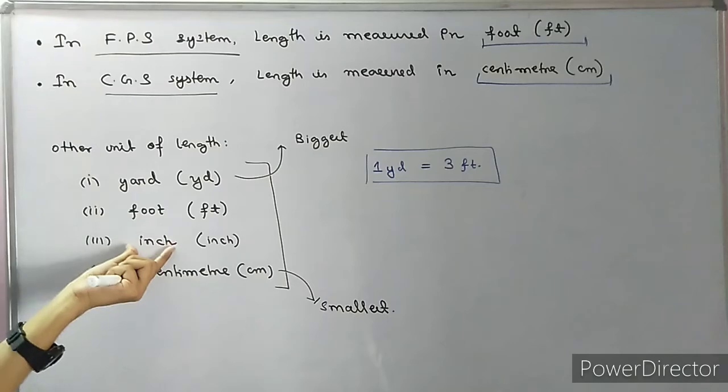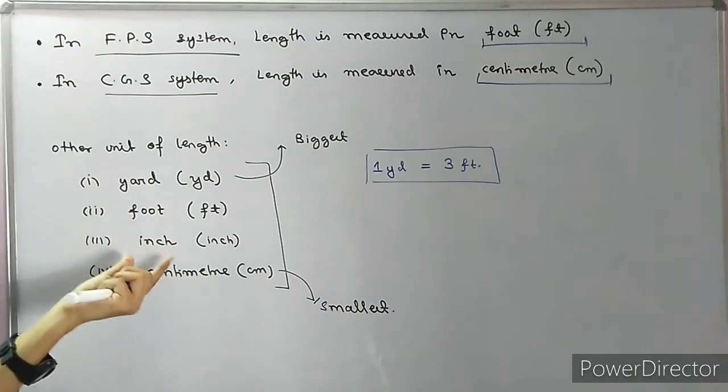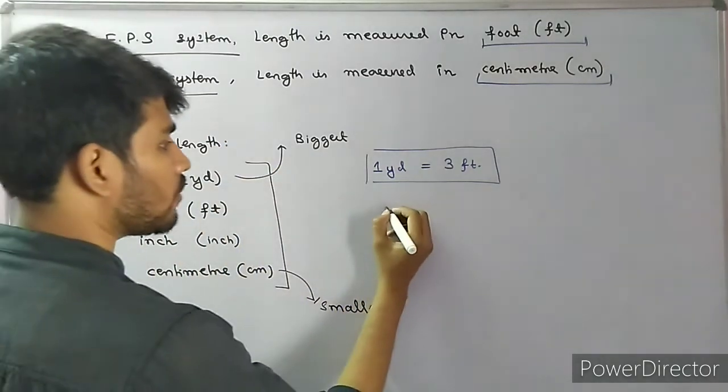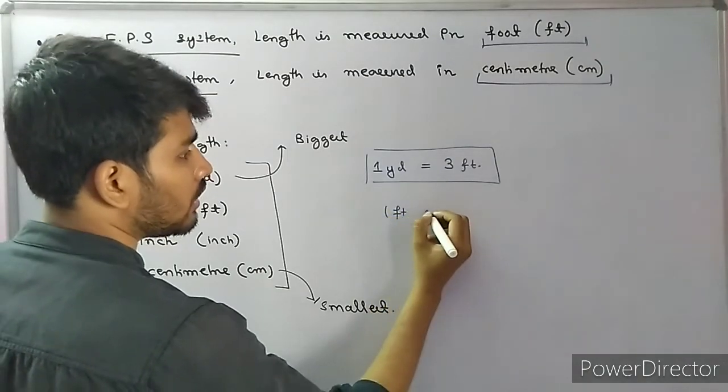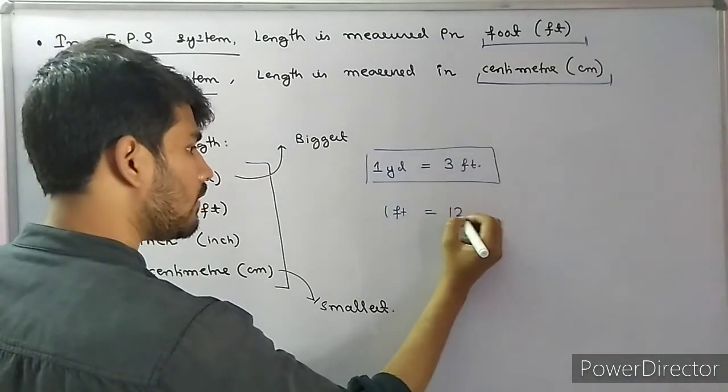Next, foot is bigger than inch. And 1 foot is equals to 12 inch.